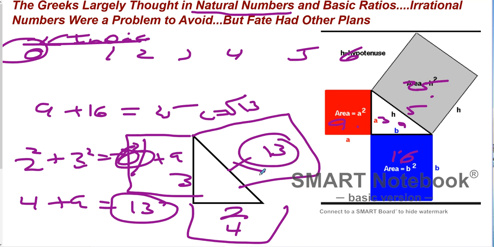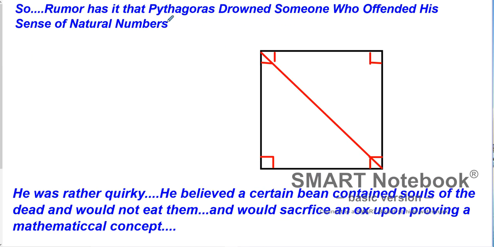Radicals were very, very hard to deal with. They knew they existed. They didn't understand them or how they fit in things. They would estimate them and say, well, we're talking 3 point something, all right? And they didn't like it. In fact, they didn't like it so much that there's a rumor that Pythagoras drowned somebody because this situation came up.